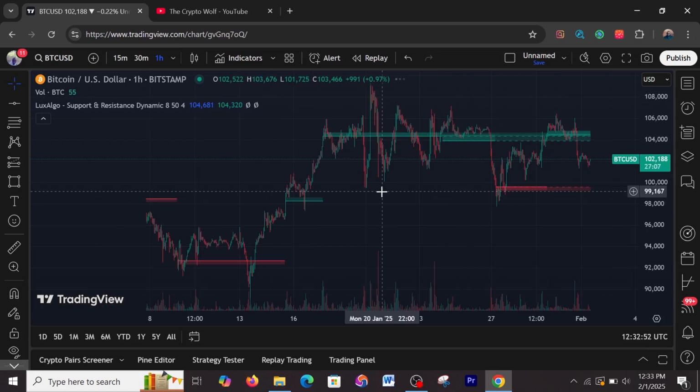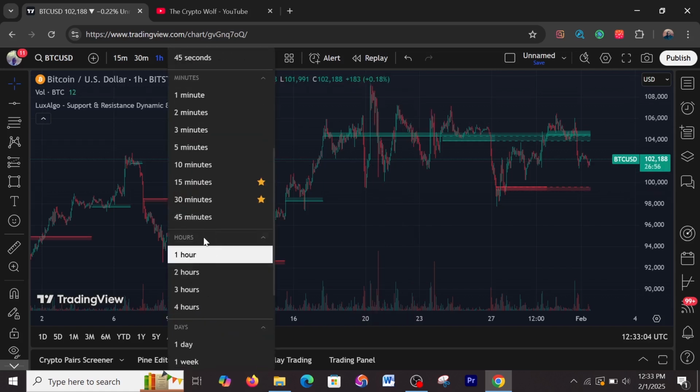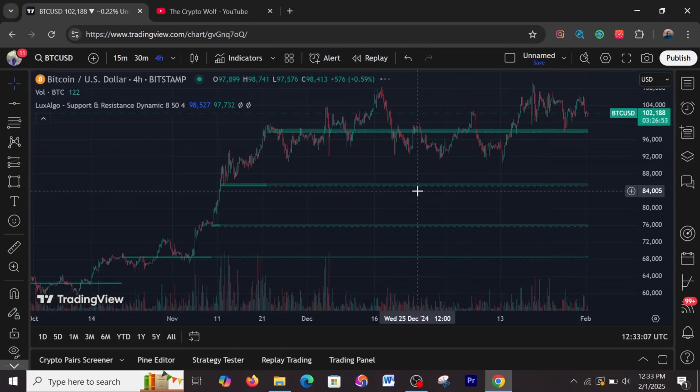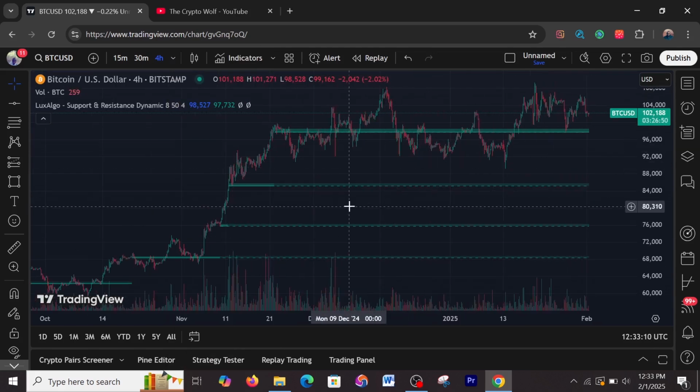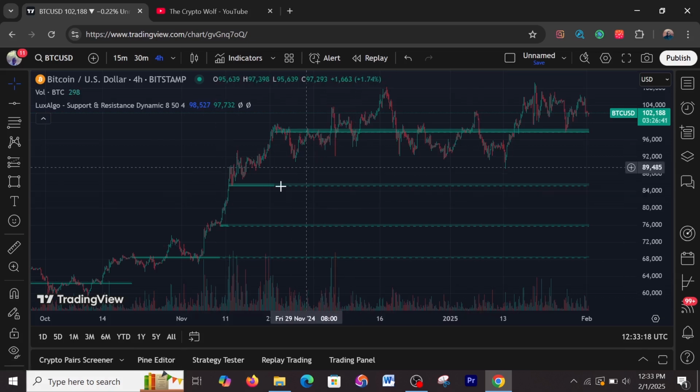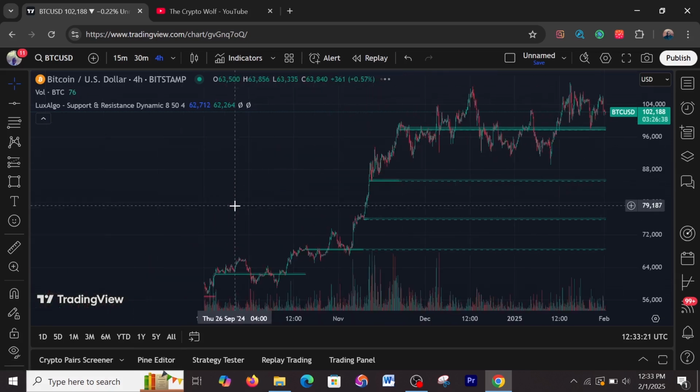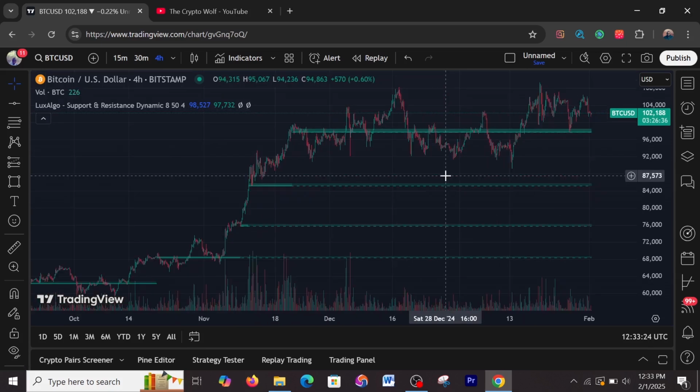You can be able to see areas of strong support, areas of strong resistance. So you could see that. So even if you switch to the 4 hour time frame, you could see. So these are areas of support, and when resistance is broken, it becomes support. So you could see these are areas of support and resistance. So this green area is support, then the red area is resistance.